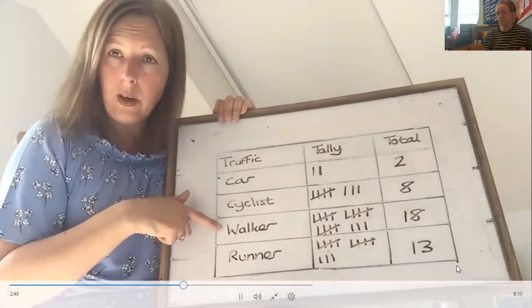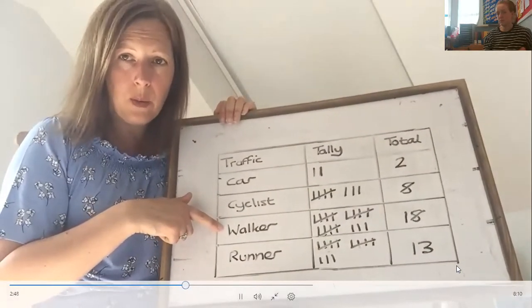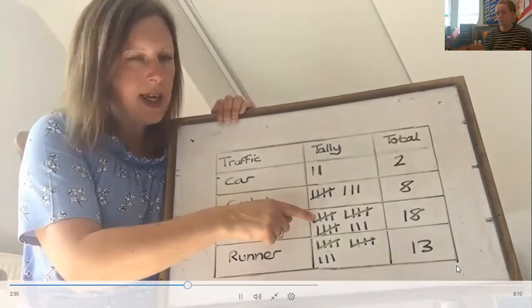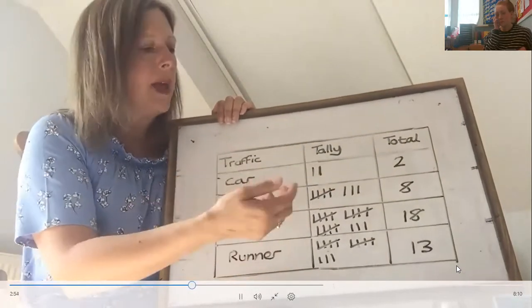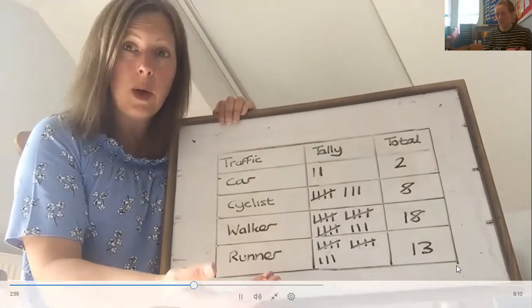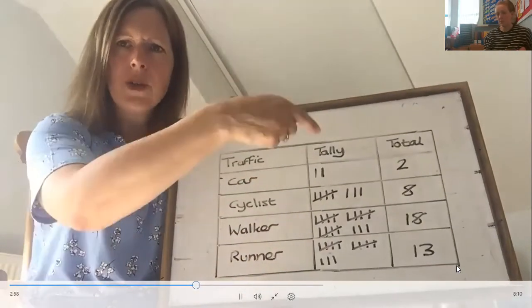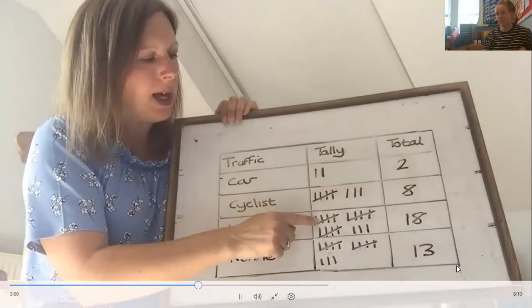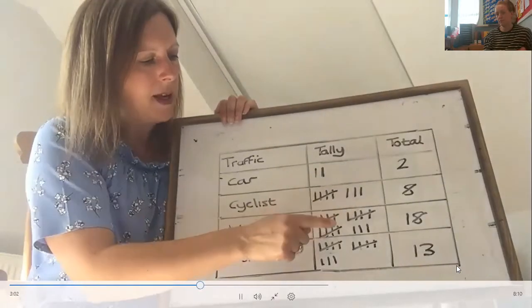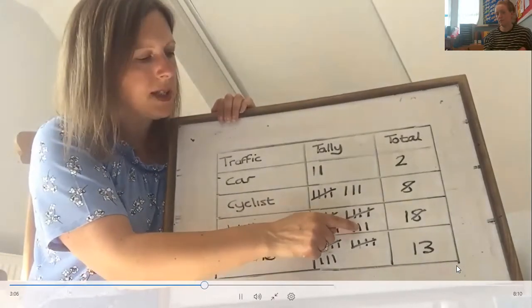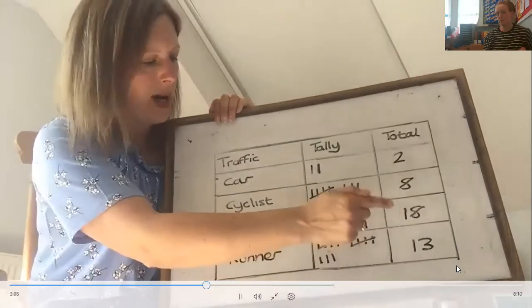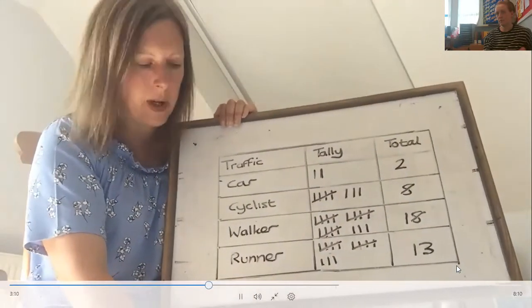Now walkers, there were an awful lot of walkers when I was watching, and you can see here that I've got quite a lot of tallies. Now because I've got quite a lot of tallies and I've grouped it in 5, it's a bit quicker for me to count than not having lots of separate lines. So I can count them here as 5, 10, 15, and then I've got 3 more here, so 16, 17, 18. So I have 18 walkers coming past my house.